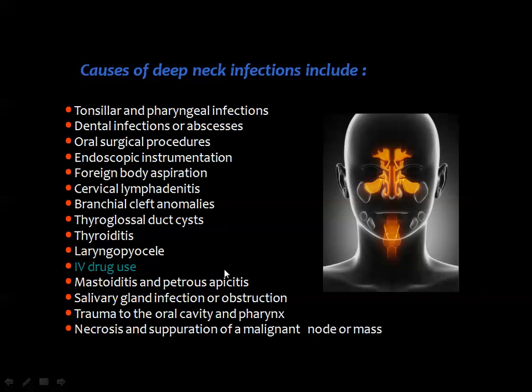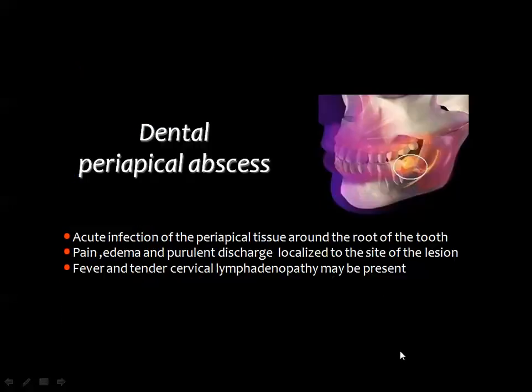Then you can include all of these: oral surgery, endoscopic instrumentation, foreign bodies, intravenous drug abuse, and the presence of infection elsewhere in the body, like in the mastoids or the salivary glands. Also consider the factors of trauma. All these can contribute to the inflammatory changes in the head and neck.